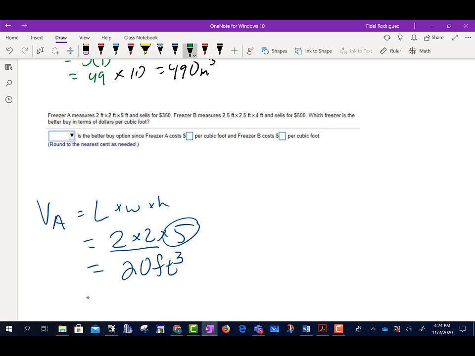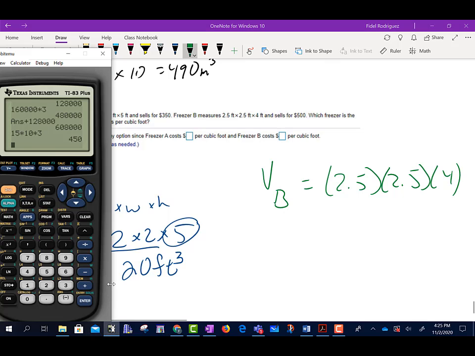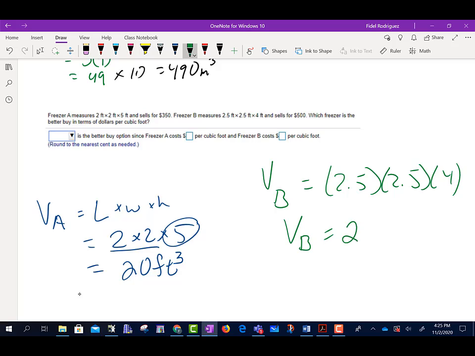Now, let's find the volume for freezer B. It is 2.5 by 2.5 by 4. I'm going to use my calculator for this one because I'm not good at multiplying decimals in my head. Clear it out. 2.5 times 2.5 times 4. And I'm coming up with 25. So the volume of B is 25 cubic feet.